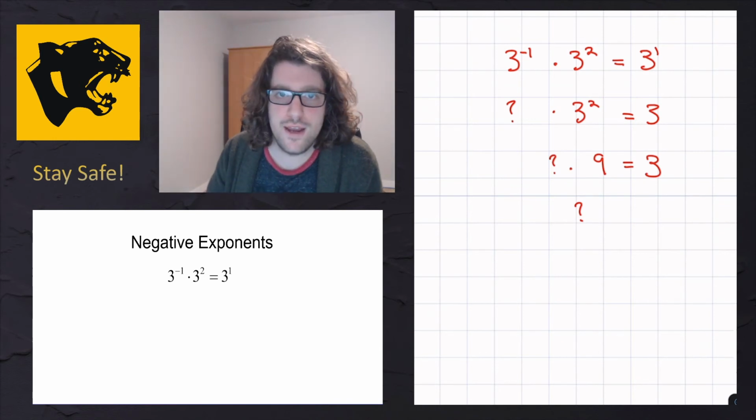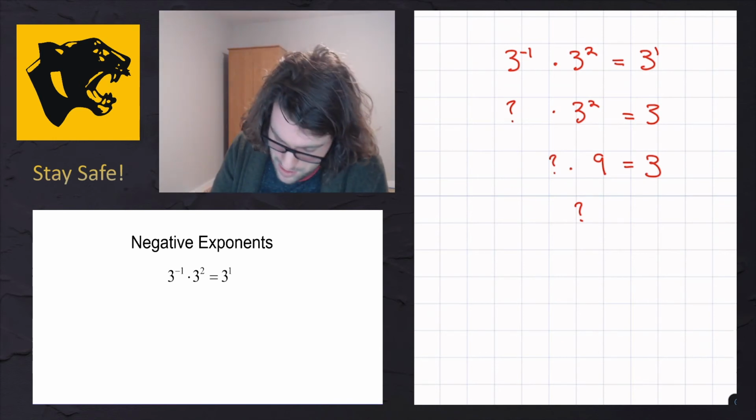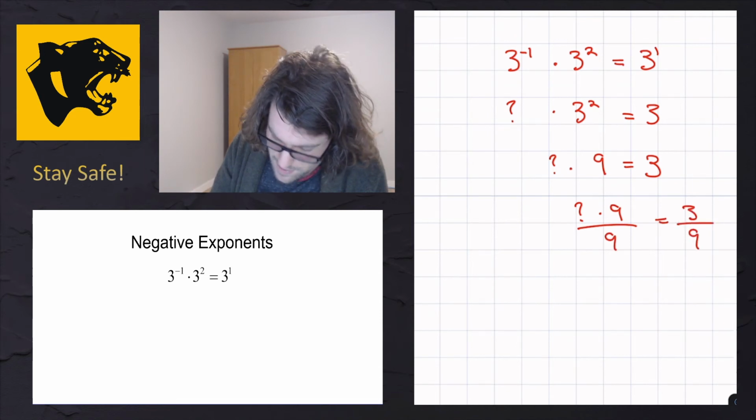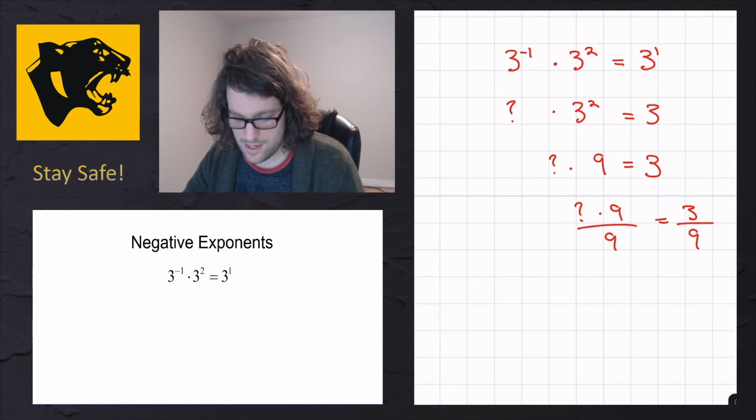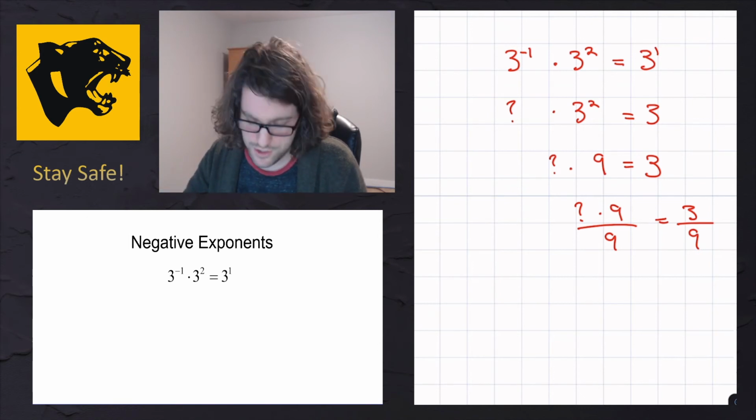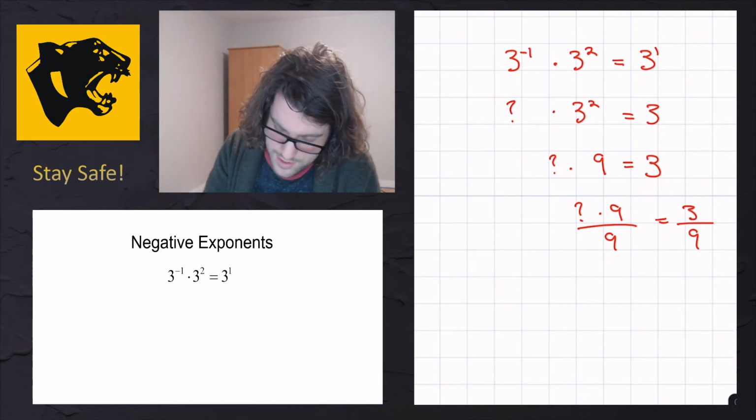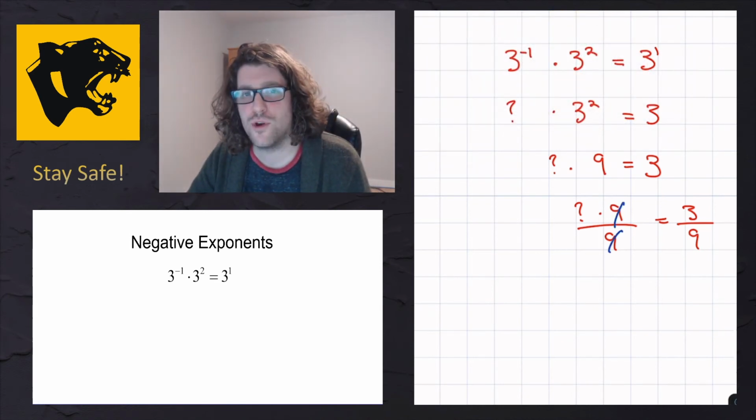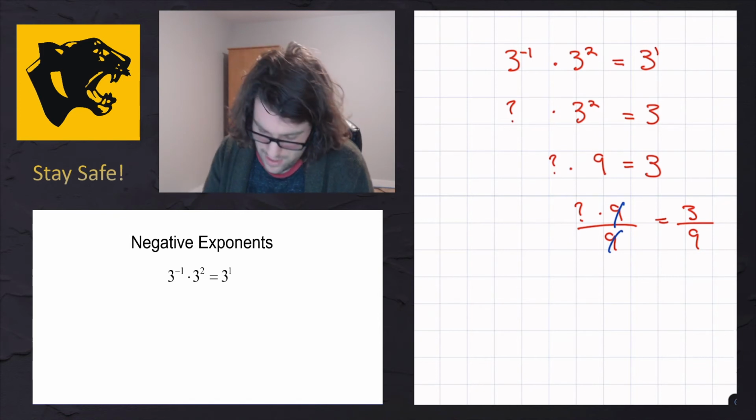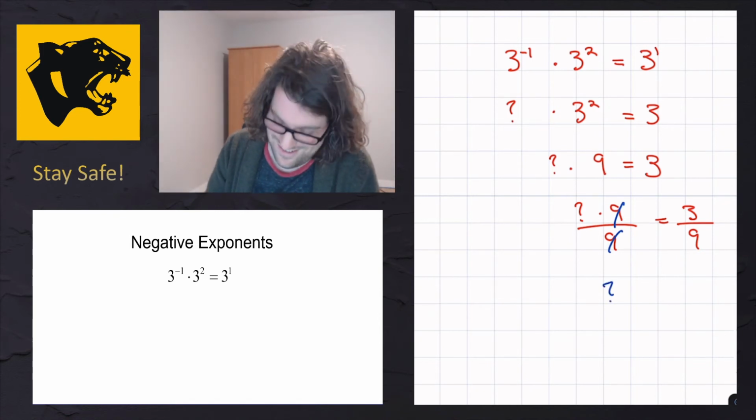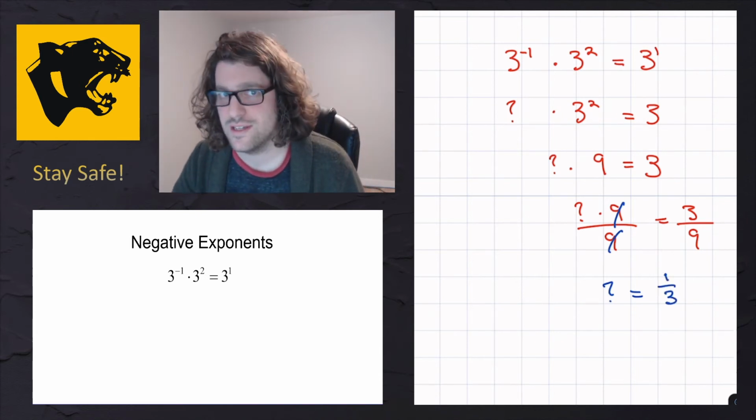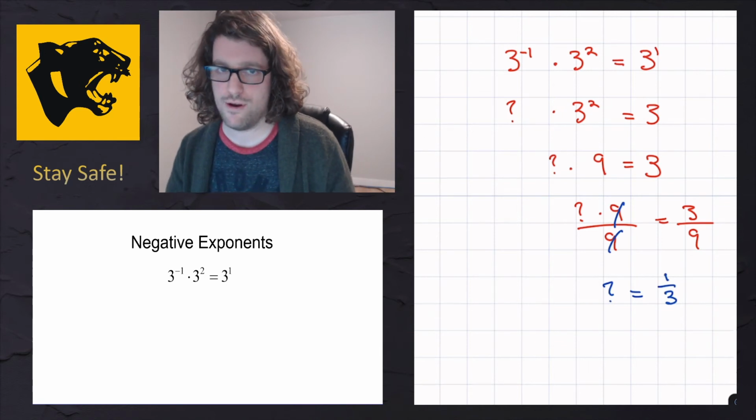So what if I divided by 9 on both sides of my equation? So I'd have question mark times 9 divided by 9 is equal to 3 divided by 9, because I have to divide by the same value on both sides in order for the equation to still be true. So if we take that 9, which is now a common factor in both my numerator and denominator, I can cancel it out. Left with question mark. So question mark is equal to 3 9ths, which is the same thing as 1/3. So what that means is question mark is 1/3.